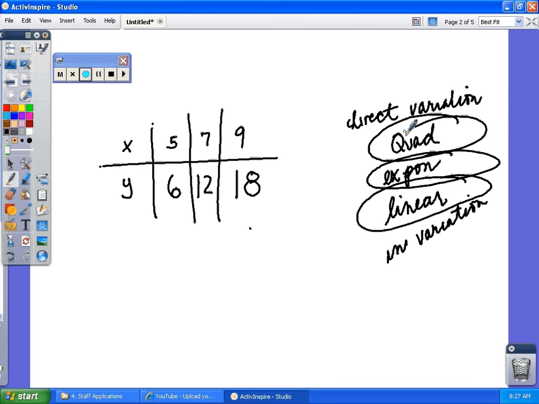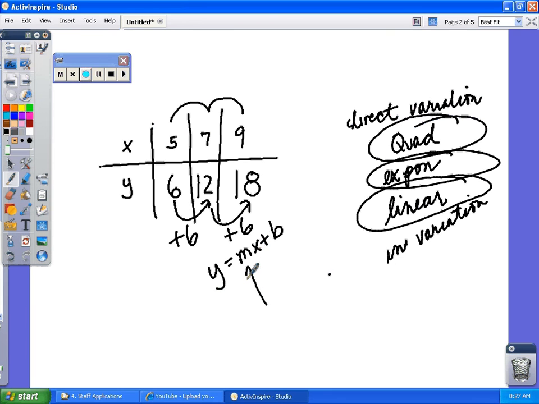So the first one is one that you did in the very beginning of the year. It's a table where the x's go up by a constant amount, and then if you look at the y's, they also go up by a constant amount. They go plus 6 and plus 6. So when that happens, when the y values are going up by a constant amount, you know that it is a linear equation. So we'll be able to write this equation in y equals mx plus b form.